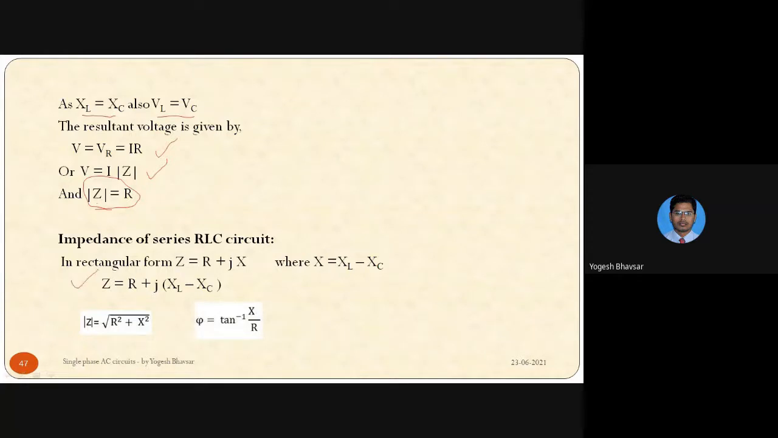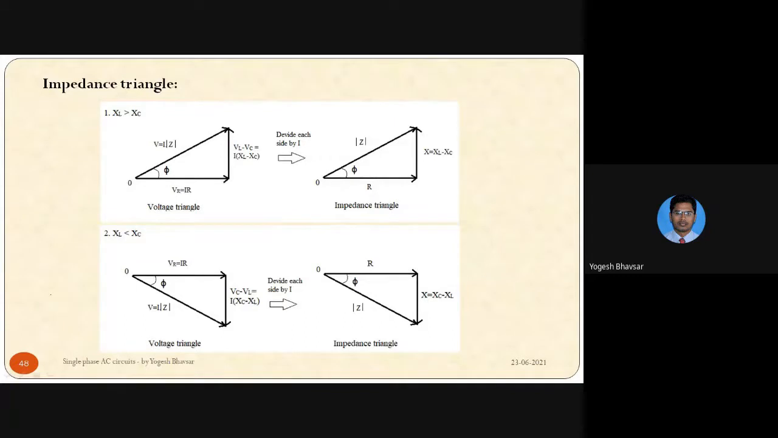So in impedance form, Z is equal to R plus jX, where X is equal to XL minus XC or XC minus XL, which will be 0. So it will only have Z equal to R, and phi is tan inverse of X by R. So this is the resultant impedance in the RLC series circuit. That is Z and phi for the series RLC circuit.